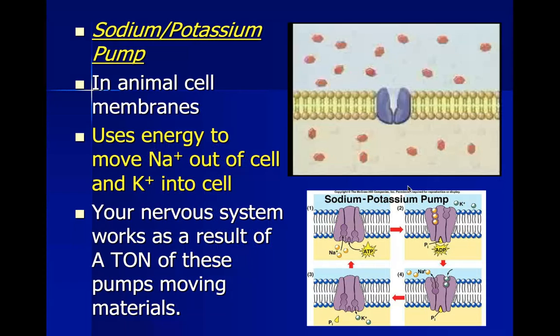So our first example of an active transport mechanism is the sodium-potassium pump. So what is the sodium-potassium pump? It is a specialized protein in the cell membrane of animal cells that moves sodium and potassium across the cell membrane.